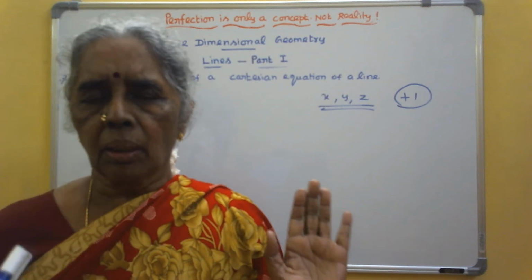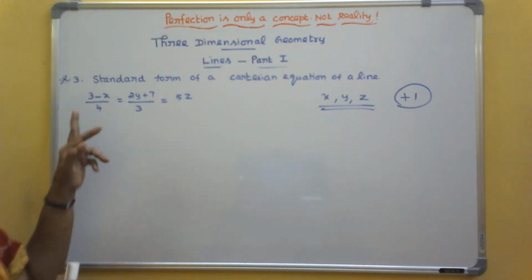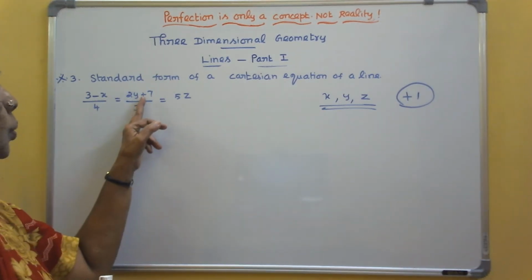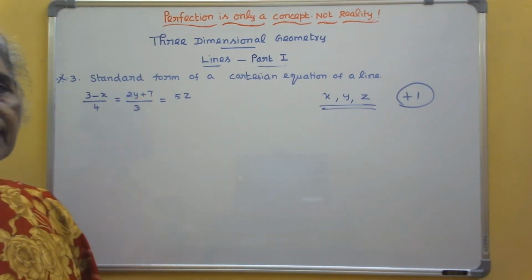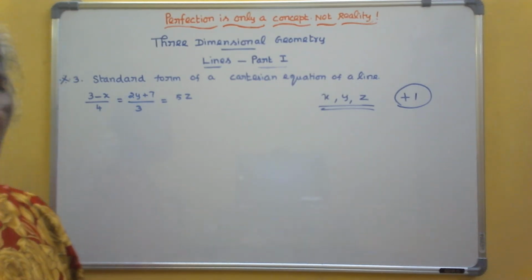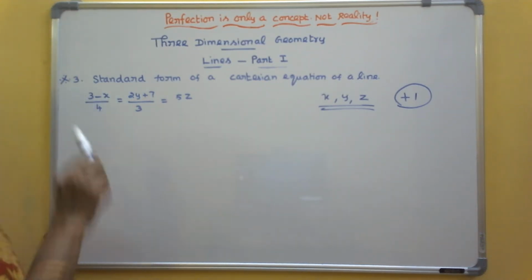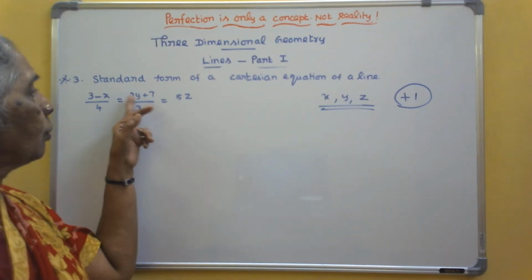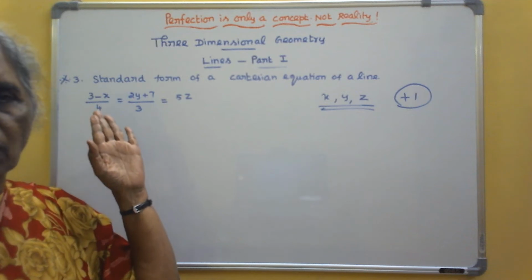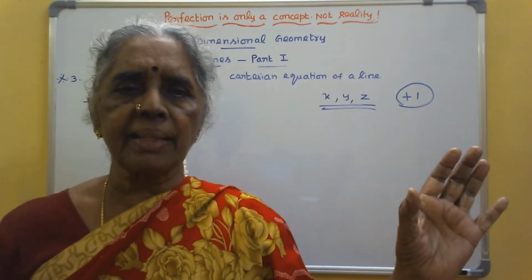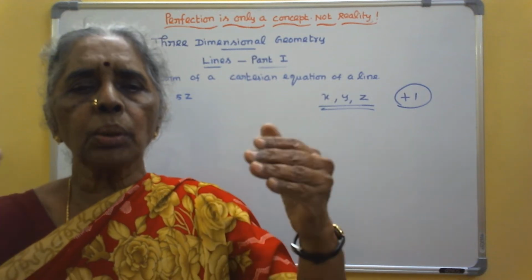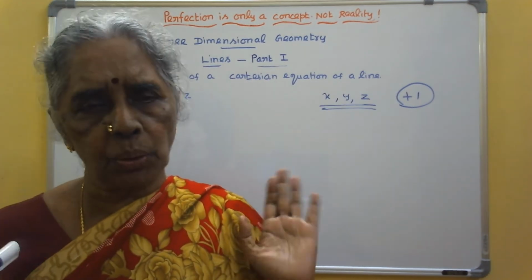Okay, so now I have taken (3 minus x) by 4 is equal to (2y plus 7) by 3 is equal to 5z. Definitely you know it is not in standard form. Here the coefficient of x is minus 1. Here the coefficient of y is 2. The coefficient of z is 5. So all the three, x, y, z, are not in standard form. So how to convert it, how to make it into standard form?